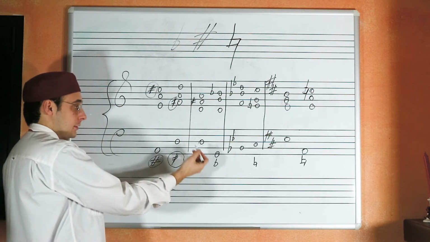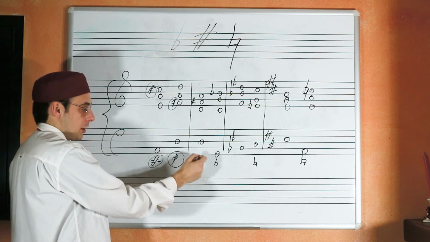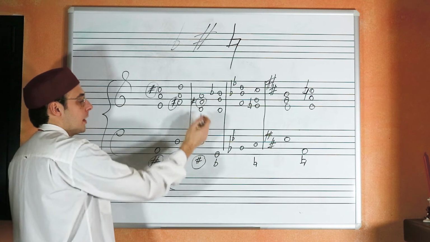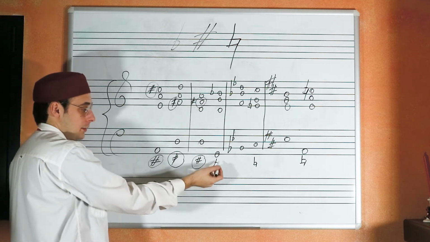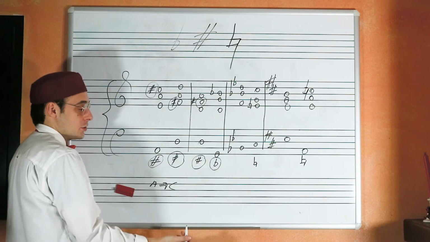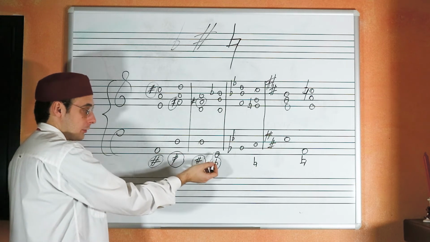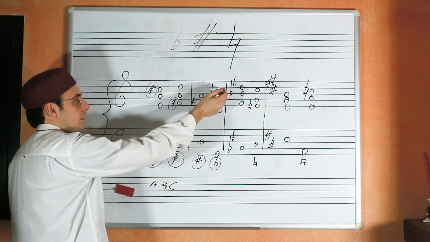In the second case, we have the same example, the D with the sharp alone, so the F is sharp. But in the second note of the bass, we have a flat alone above a G. So this flat refers to the third of this G, that is the B.